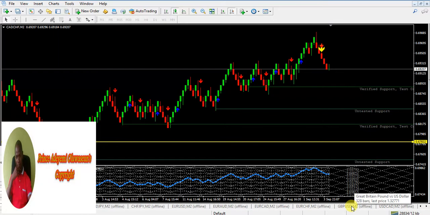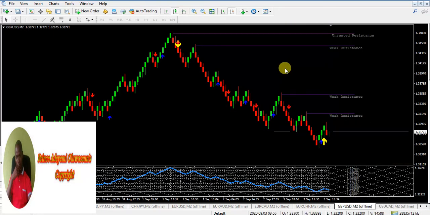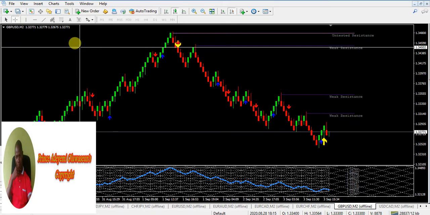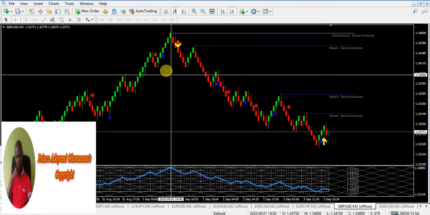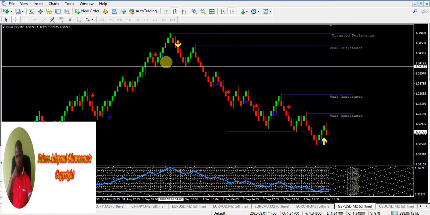Now let's check GBP USD and see what is going on there, because we just have another indicator arrow here. Look at this. When the market was overbought here, then we have the confirmation arrow.